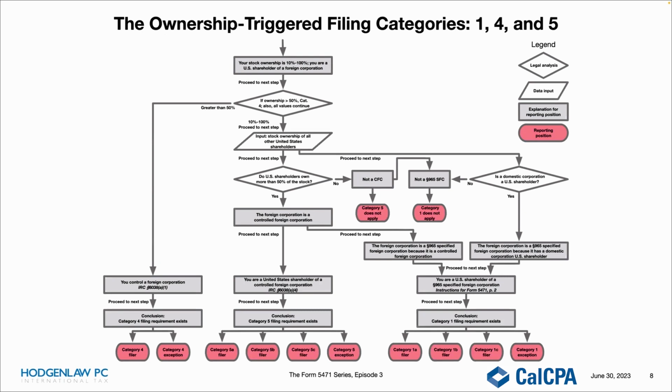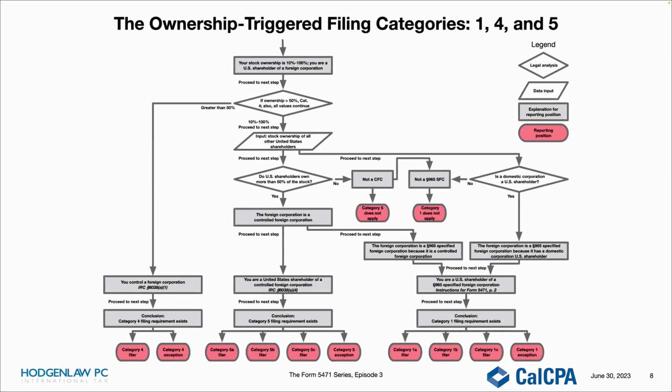On the far left, you have the category 4 stuff, which is easy peasy, because we start at the top. Let's start at the top of this screen. You start with the assumption we've already figured out that you have enough stock to be called a United States shareholder. So 10% or more. It could be up to 100, but we know that you've hit that minimum threshold. We're going to go down to the next step.